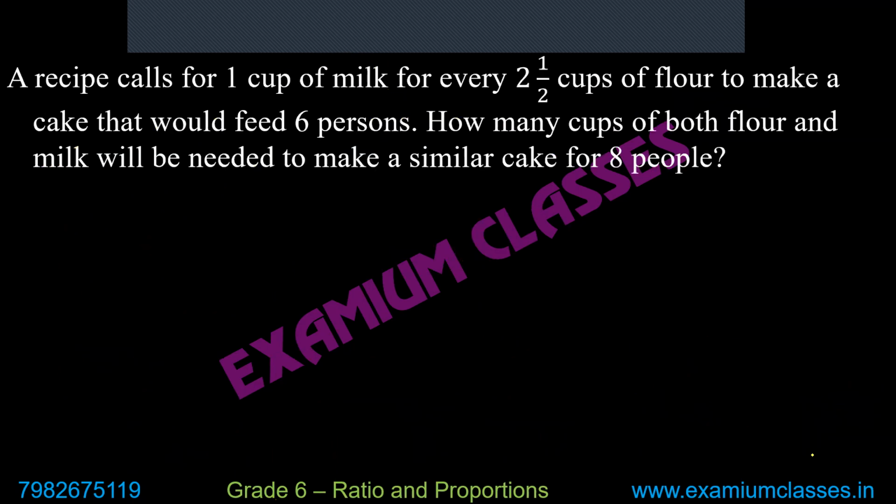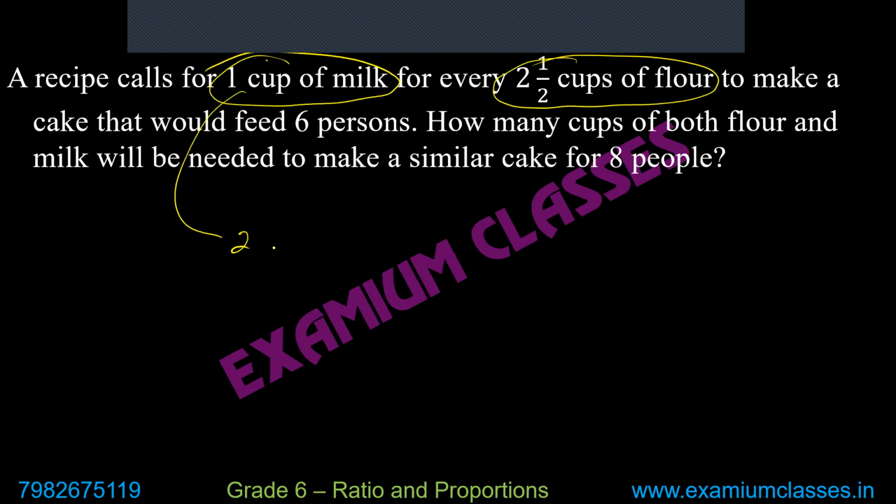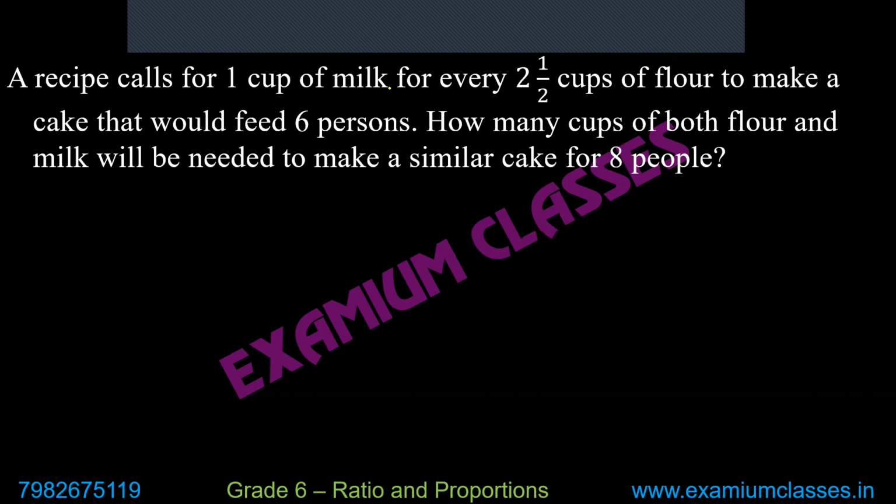Next one. A recipe calls for 1 cup of milk for every 2.5 cups of flour to make a cake. So if we need 1 cup of milk, we need 2.5 cups of flour for that cake. So it means if we need 2 cups of milk, it will be 2 into 2.5 cups of flour. If we need 3 cups of milk, we need 3 into 2.5 cups of flour. Okay, so we will multiply by that factor to get the flour, correct ratio.